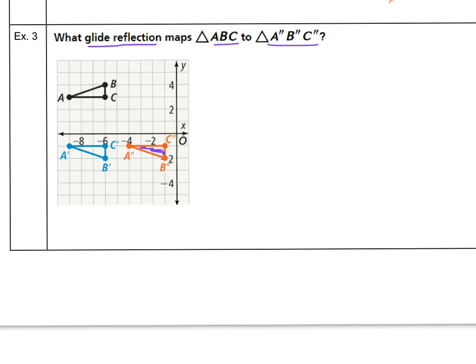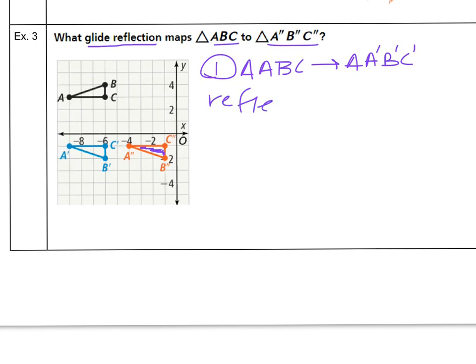Well, notice from ABC in black to the ABC prime in blue, do you see how the order of the letters doesn't stay the same? So it looks like we're doing a reflection first. From ABC to ABC prime. I'll just put a prime by each one of them. We're reflecting, but let's see where.